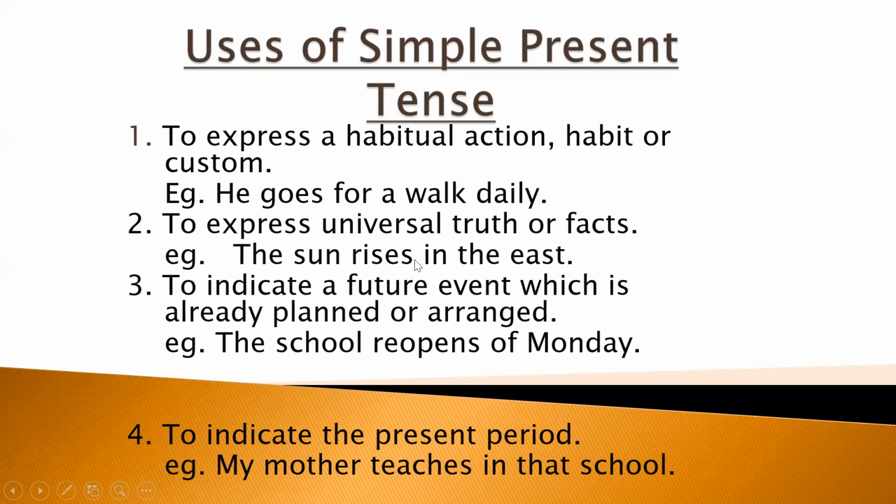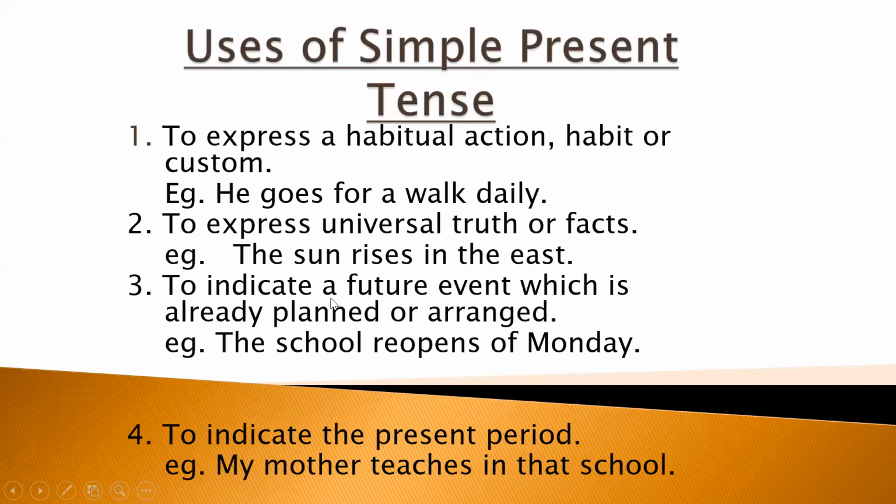Next, to express universal truths or facts. There are certain things which are universally true, which are out of our control, like the sun rises in the east. It is a universal fact that the sun rises in the east. Another example can be the earth revolves round the sun. This is again a universal truth. Revolve is the first form and we will add s to it. So, it will become revolves around the sun.